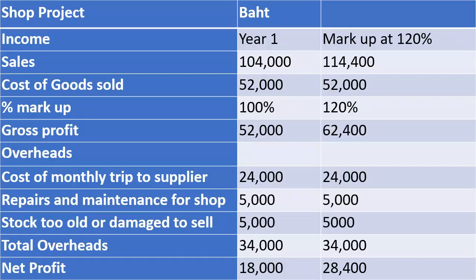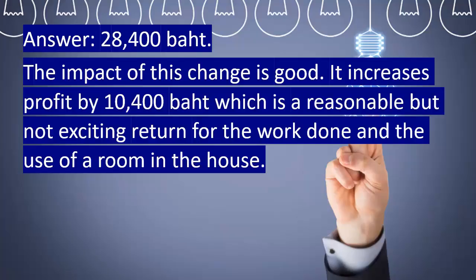Okay, so the markup figure goes to 120. The gross profit, which is 114,400 minus 52,000, is now 62,400. The overheads don't change, so they are still 34,000. You take the 34,000 off the 62,400, and the net profit is now 28,400. So the answer is 28,400 baht. So the impact of this change is good. It increases profit by 10,400 baht, which is a reasonable but not exciting return for the work done and the use of the room in the house.